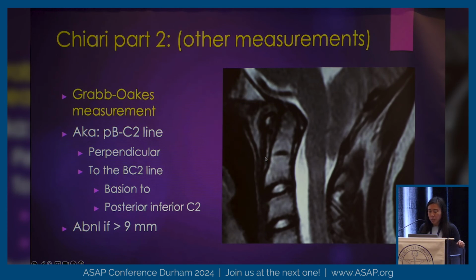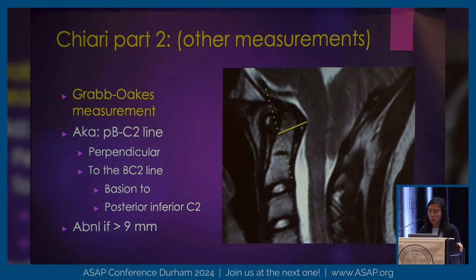So the next measurement is called a Grabb-Oakes measurement. It's also known as the PBC2 line, which is quite a mouthful. So the PBC2, P stands for perpendicular. B is the basion, which is, again, that fancy name for the tip of the clivus. And C2 is the posterior inferior C2. C2 is this entire bone, right? So we need to know which part. So we have a line that you draw from the basion to the posterior inferior C2, and you draw a perpendicular line to that, to the edge of the dura, and that magically is your Grabb-Oakes measurement. It's abnormal if it's greater than 9 millimeters.